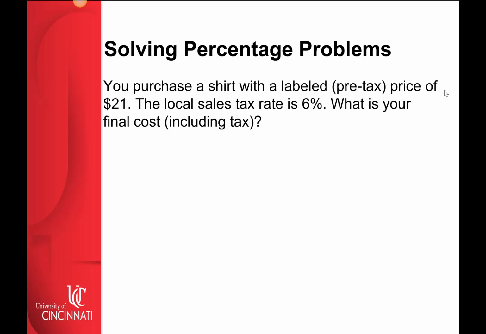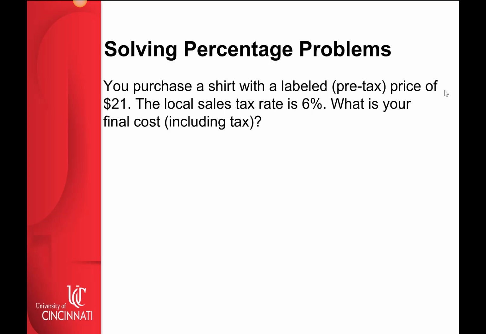Okay, we don't fight over money, but you purchase a shirt with a labeled pre-tax price of $21. The local sales tax is 6%. What is your final price, including tax? Oh, you're never going to have anything like this in the real world, are you? Bless you. How would you figure out the final price? That's right. It's 106%. It's 6% more than the original price, isn't it?